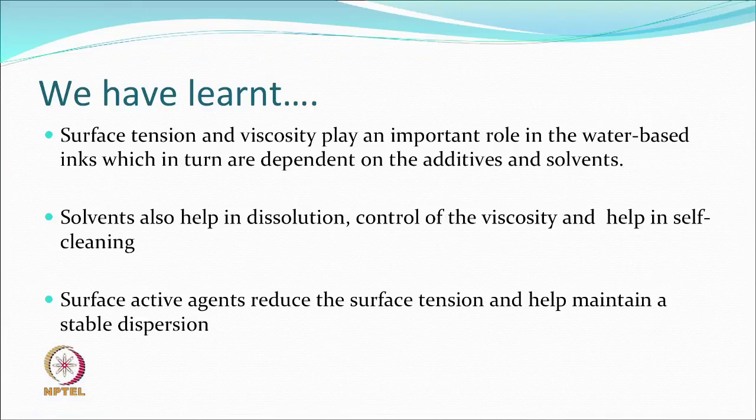So, that is what we have learned, that in water based inks, the surface tension and the viscosity play an important role, and they are governed by adding additives, solvents and other things. The solvents obviously help in dissolution as well as maintaining viscosity and self cleaning, while surface active agents not only reduce surface tension, but also maintain a stable dispersion of the dye. So, we stop here.